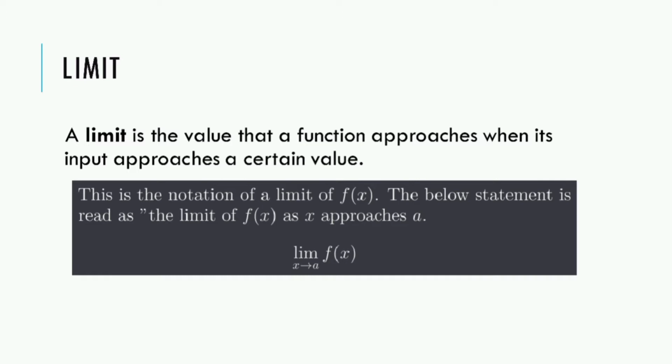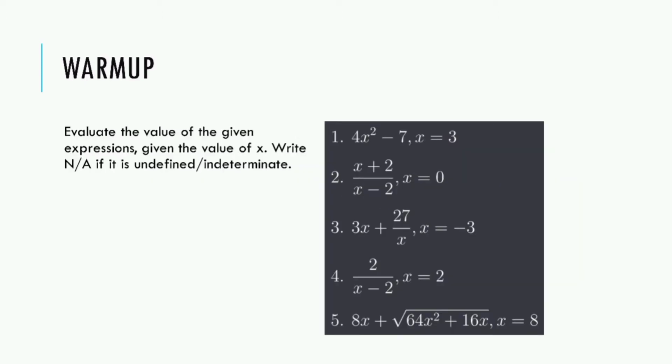The limit of the said function will be beside the equal sign, and that limit notation will be on the other side. As a form of warm-up, evaluate the value of the expressions given the value of x. For x squared minus 7, where x is equal to 3, x plus 2 all over x minus 2, where x is equal to 0, 3x plus 27 over x, where x is equal to negative 3, 2 over x minus negative 2, where x equals 2, and 8x plus the square root of 64x squared plus 16x, where x is equal to 8.